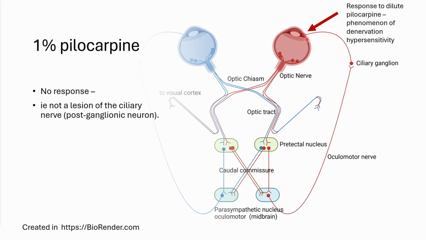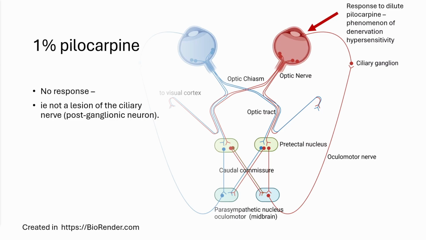There was no response, so we know that the cat isn't mydriatic because of damage to this part of the oculomotor nerve. Not a particularly useful test otherwise, but if you're wanting to be absolutely sure that the mydriasis is due to blindness, then this is quite useful.